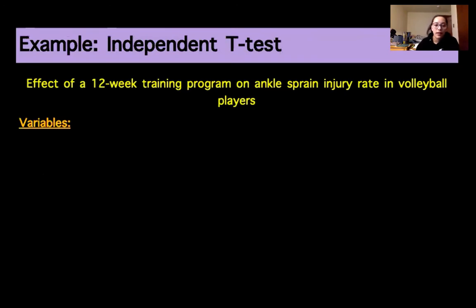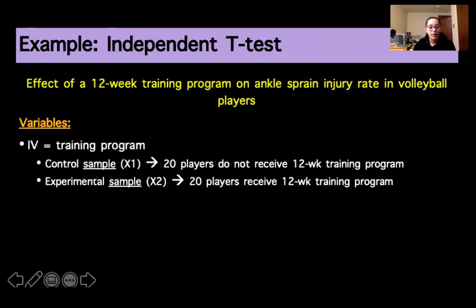So let's look at our same 12-week training program ankle sprain injury rate example. Let's say for this one that we don't know what the national average is for volleyball players in terms of ankle sprain injury rate, so we're going to collect 2 samples instead. One sample will be our control sample: we randomly select 20 players and they just go on as normal. They don't receive the training program. Then we have an experimental sample, sample 2, where we take another 20 players who do receive the 12-week training program.